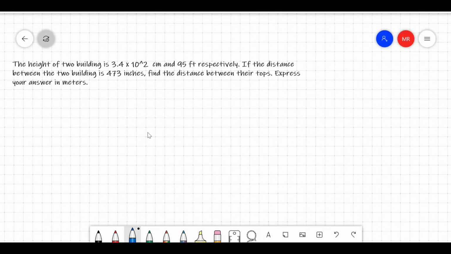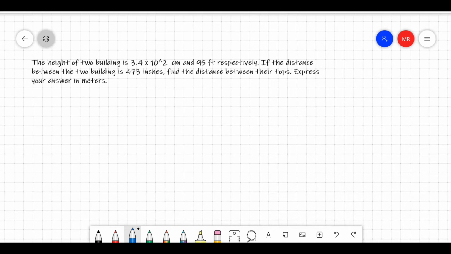Let's try to solve this problem. The height of two buildings is 3.4 times 10 raised to 2 centimeters and 95 feet respectively. If the distance between the two buildings is 473 inches, find the distance between their tops. So let us try to solve this problem. Let us again have the illustration as our given.